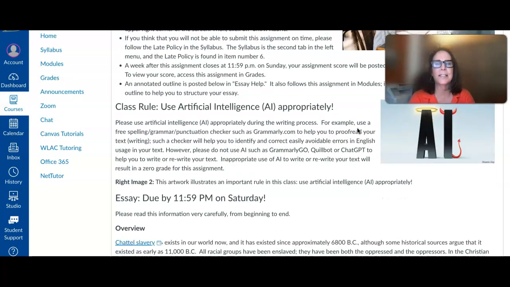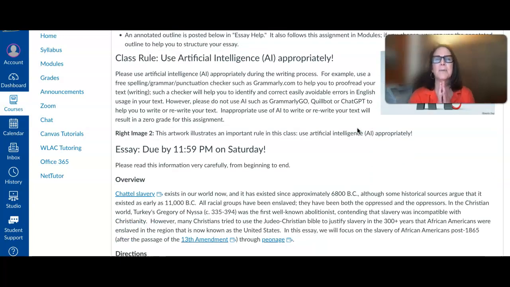We can see they're very detailed, they're very helpful. I'm not going to read these directions to you. I'm going to ask you to read them to yourself very carefully from beginning to end. I'm just going to point out key parts of the directions that you need to keep in mind. And number one is our class rule.